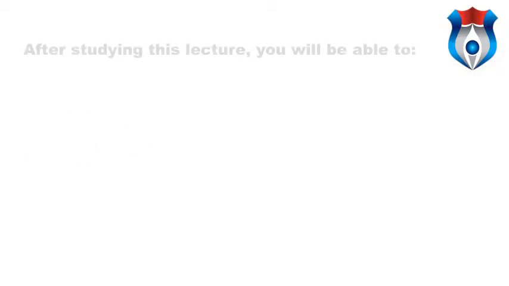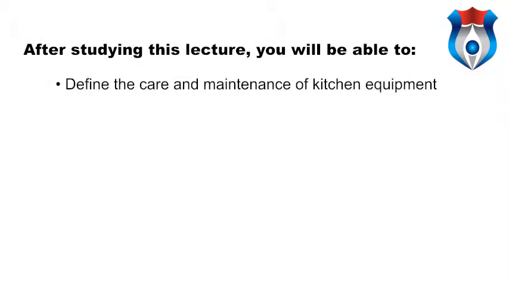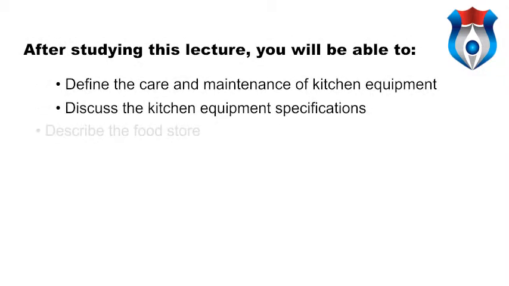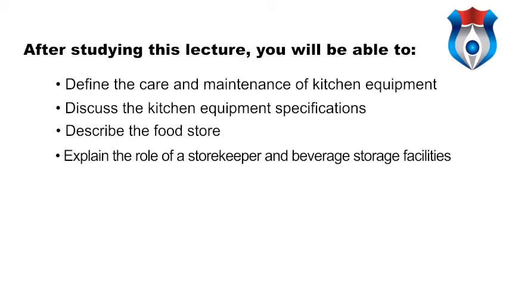We will be able to learn the following objectives. Define the care and maintenance of kitchen equipment, discuss the kitchen equipment specification, describe the food store, explain the role of a storekeeper and beverage storage facilities, define the beverage storage facilities.